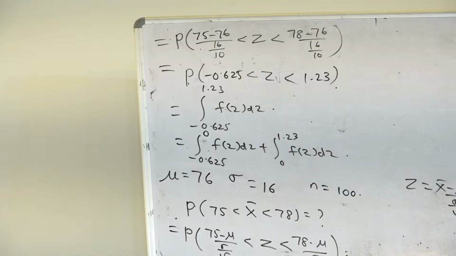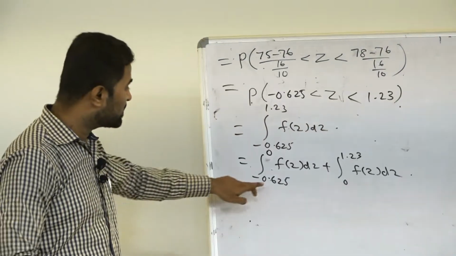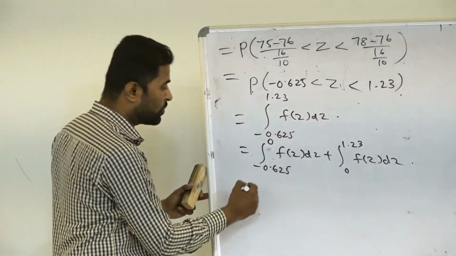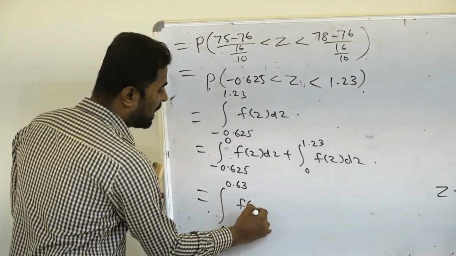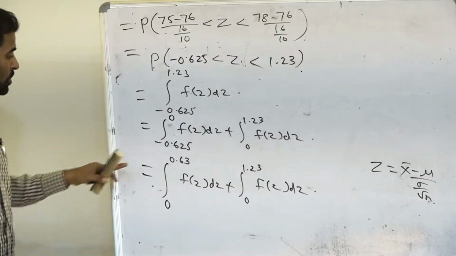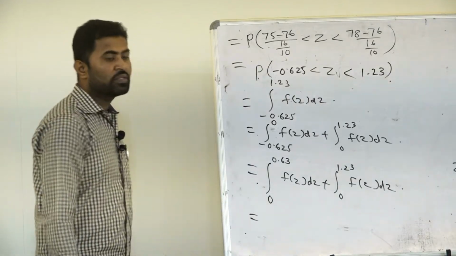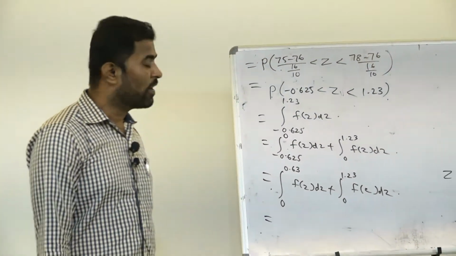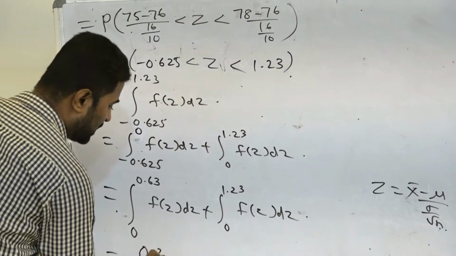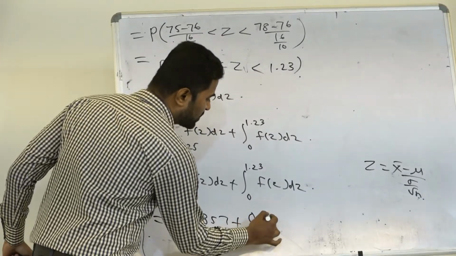In distribution tables we can see only 2 decimal places, so we have to take 0.63 only, not 0.625. And minus a to 0 is the same as 0 to a. So we can write it as 0 to 0.63 of f of z dz plus 0 to 1.23 of f of z dz. You have to see the values: 0.63 gives 0.2357, and 1.23 gives 0.3907.